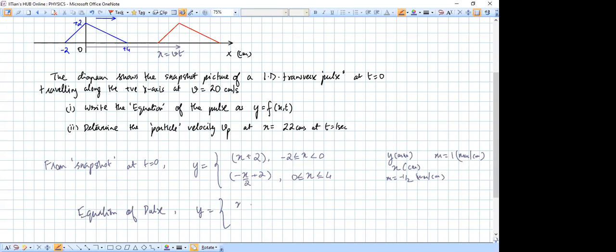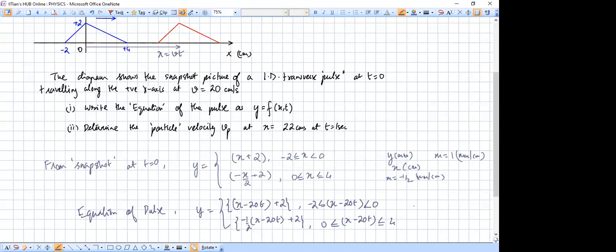So this will become x minus 20t plus 2, when x minus 20t is between minus 2 and 0, and it will become minus half times (x minus 20t) plus 2, when x minus 20t is between 0 and 4.